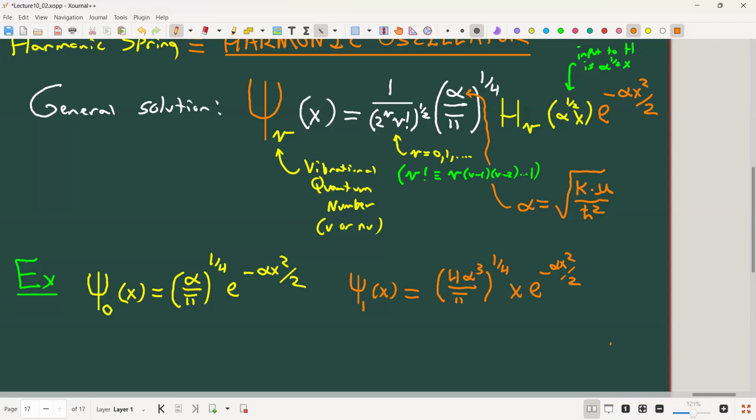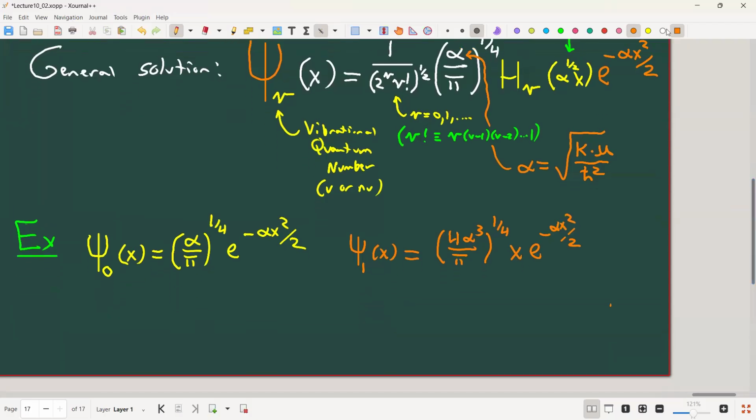What that's going to do is change the sign of the bell curve from positive to negative as you go around x equals 0. Interesting. Now we have something that oscillates from negative to positive. It's got a sign change. And we'll just do a couple more. I'll just do the next two.